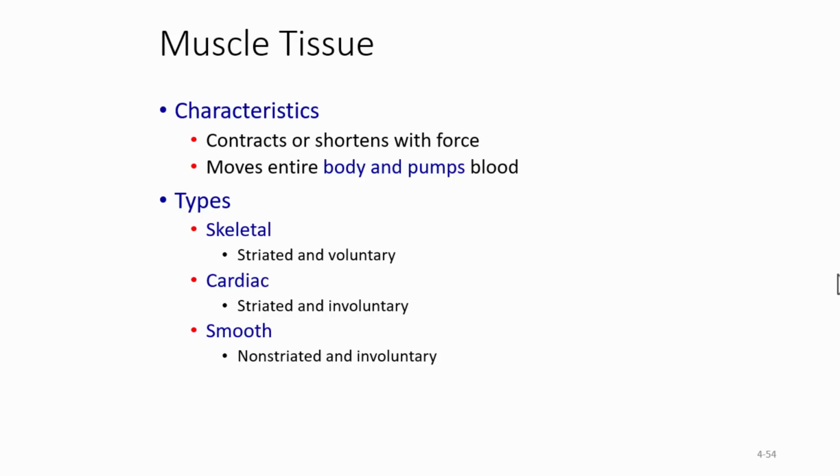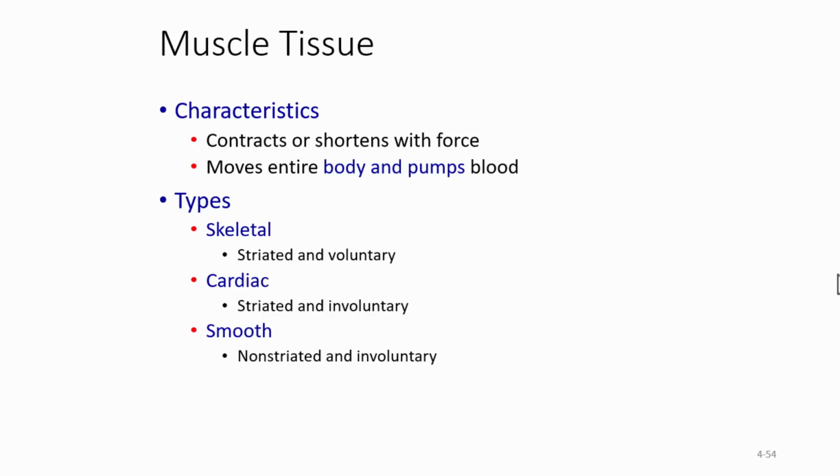Striated means when we look under the microscope, it looks like it has fine little stripes. Voluntary means we have conscious control over it. We can tell it what to do. We can tell our arm to bend. We can tell our arm to straighten out, etc. So skeletal muscle, we have voluntary control over. Cardiac muscle, which is what makes up the heart, is striated. So it has the stripes just like skeletal muscle, but it's involuntary. We have no conscious control over it.